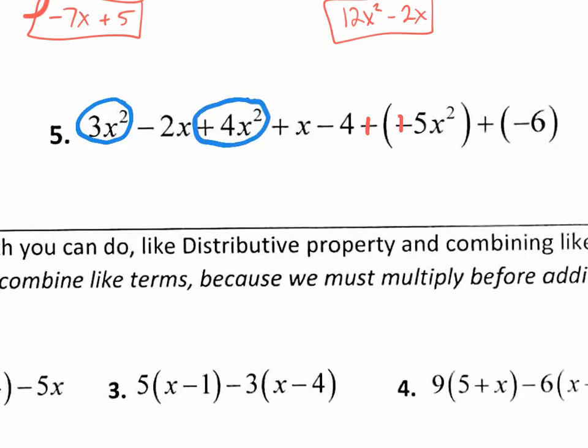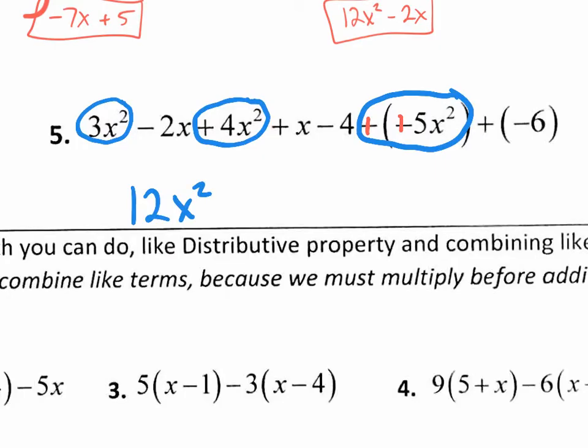So if I have 3 of those guys and I have 4 of those guys, how much do I have so far? 3 plus 4 is 7, right? And then I have 5 more of those guys because it's a positive 5x squared. So what is 7x squared plus 5x squared? 12 of those exact x squared values. Exponents don't change when you're adding or subtracting.